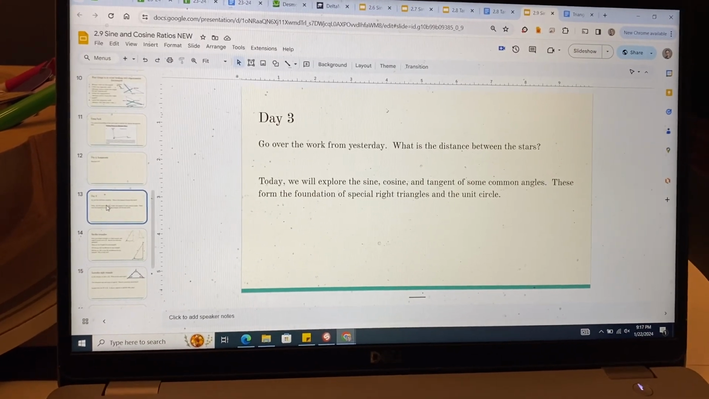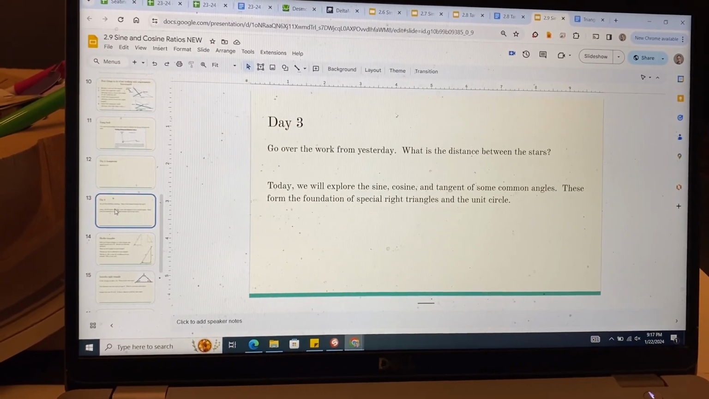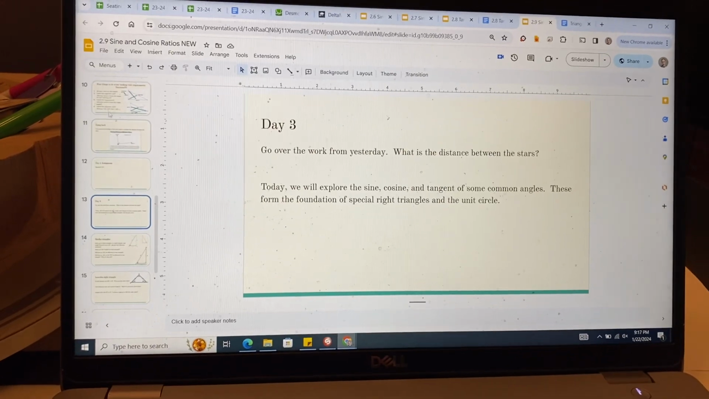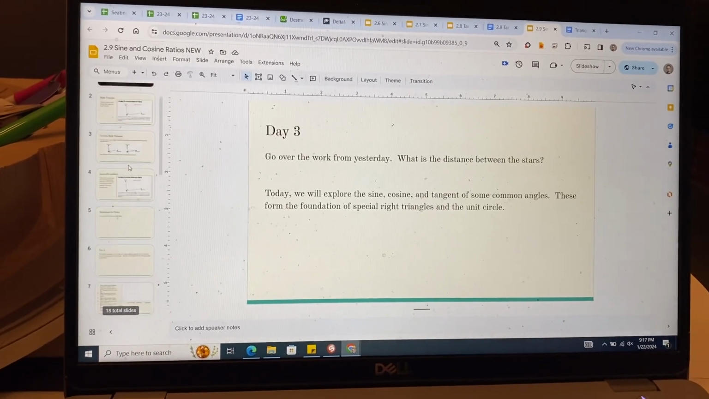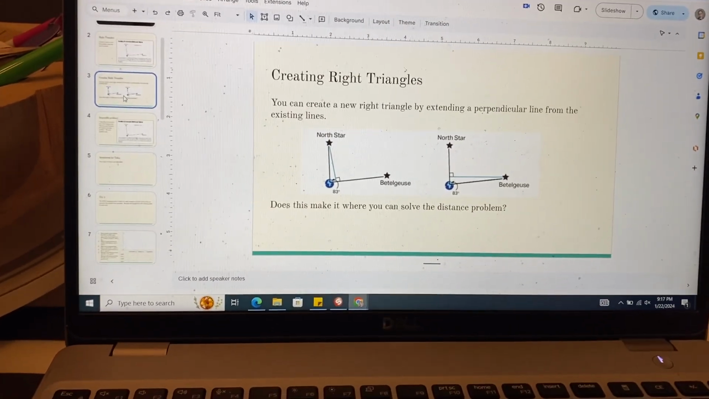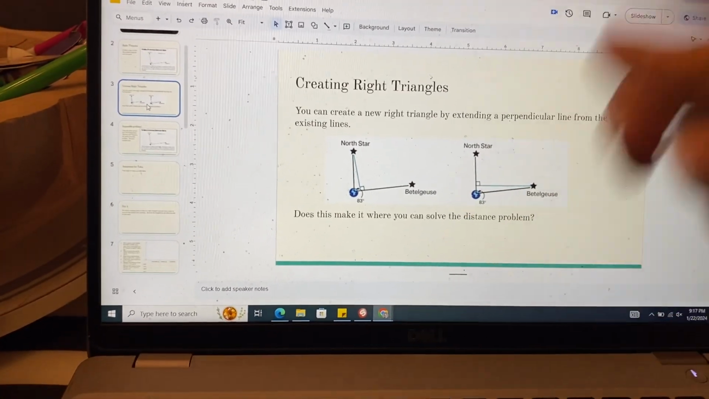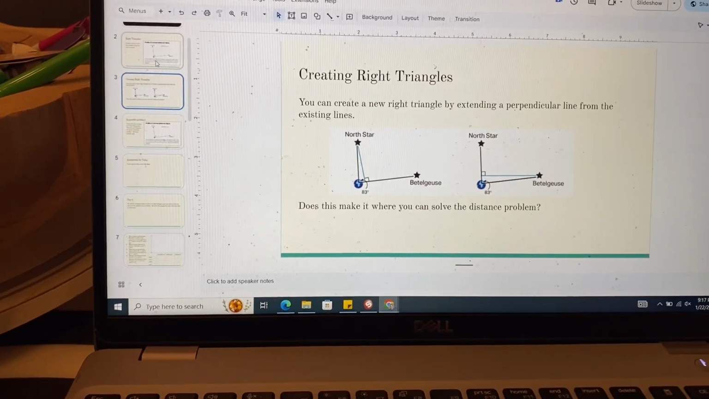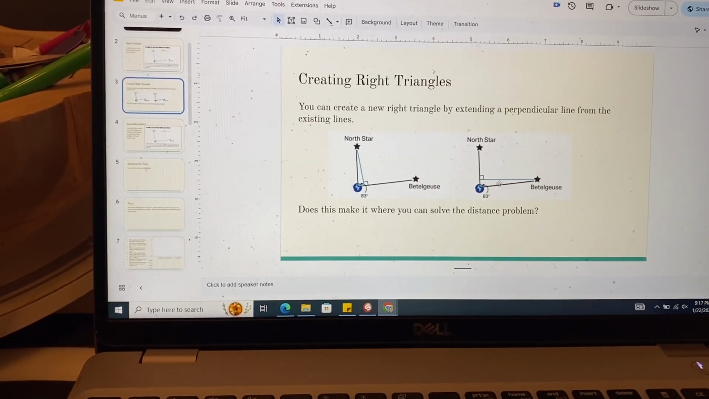So I'm starting out here on slide 13. It says day 3. It says go over the work from yesterday. What is the distance between the stars? We have to roll back quite some ways to look at it with something like this. So we can see what's going on here. I'm going to go ahead and just use this one.